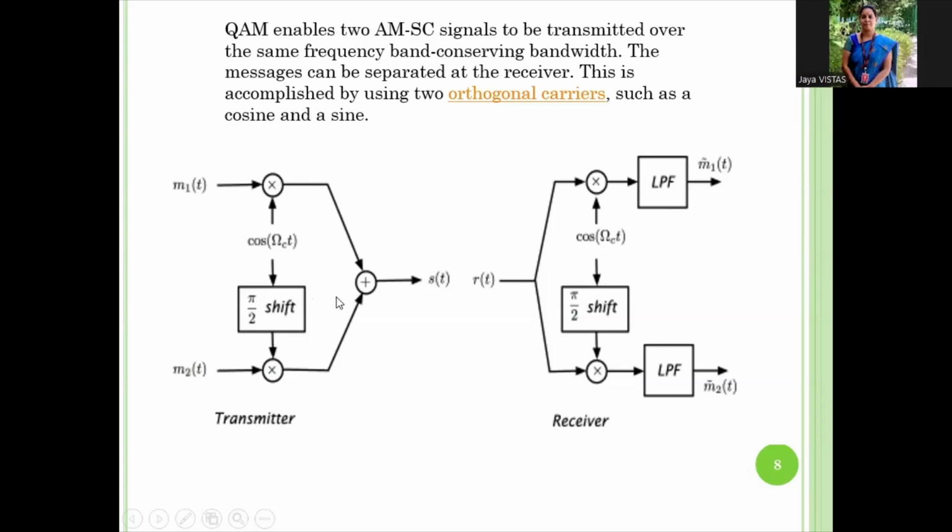On the receiver side, the same signal is recovered by using the low pass filter. LPF is the low pass filter. This is the mixer. So R of t, one part is applied to one mixer, another part is applied to another mixer. Then it takes 90-degree in phase and quadrature phase. Then it is applied to the low pass filter. Finally, we get the original recovered input signal.